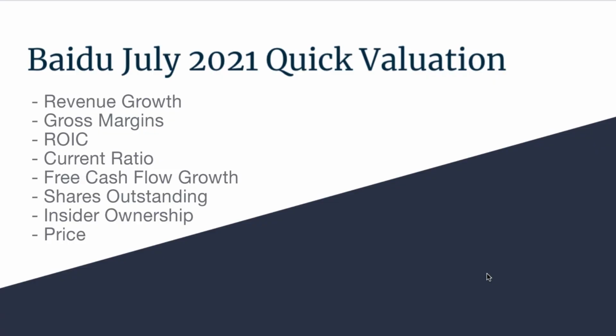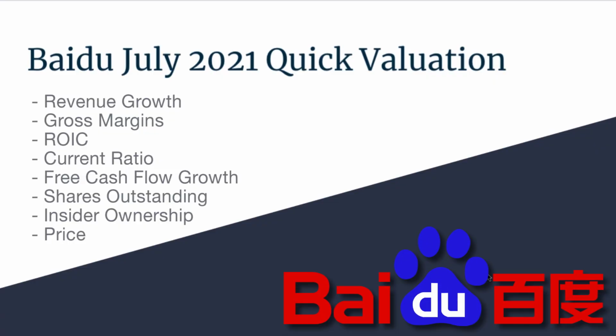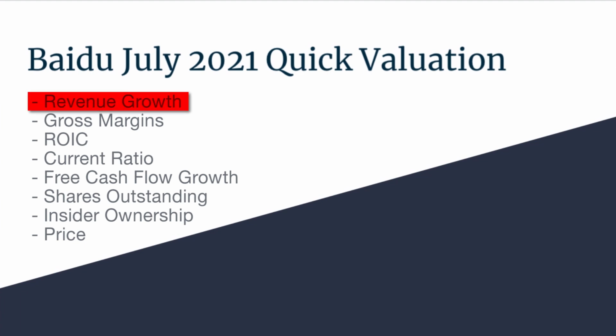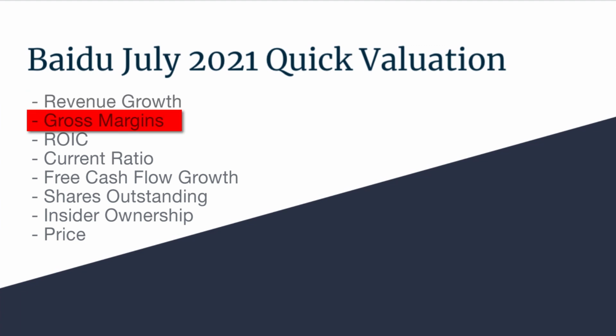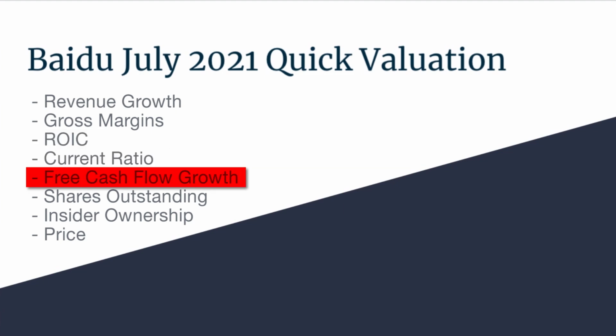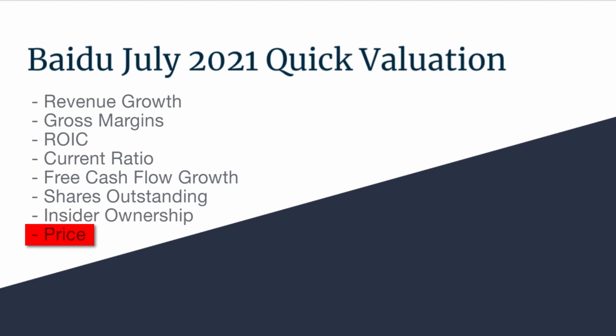Okay, now for the example today, I'm going to go through BAIDU and I'm going to give it a valuation as of July 2021. So the things I'm going to be looking for are revenue growth, gross margin improvement, return on invested capital, the current ratio, the free cash flow growth, shares outstanding, insider ownership, and then the price. And I'm going to do these really quickly so I can get a feel for the company, whether I should dive deeper or not. So let me show you how this is done.